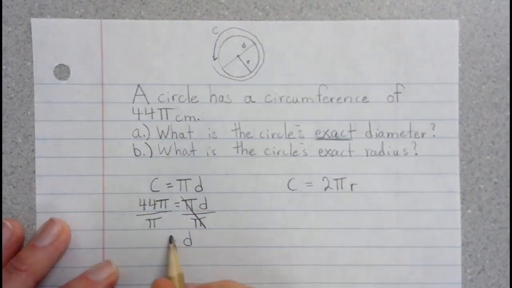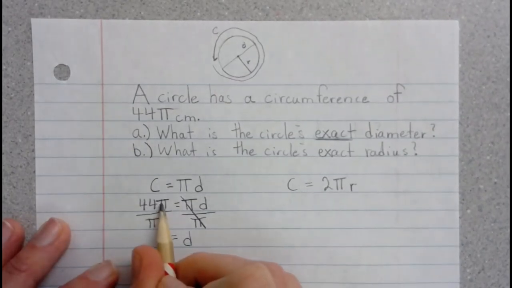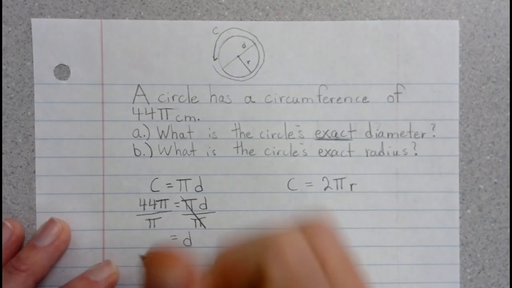And the cool thing is, if we have one of these, we automatically have the other one. We just have to do one little step. So if I already knew the diameter was 44 and radius was half of that, well, 44 divided by 2, that's going to give me 22. If I already knew the radius of 22 and I wanted to find the diameter, I could just do 22 times 2, or 44.